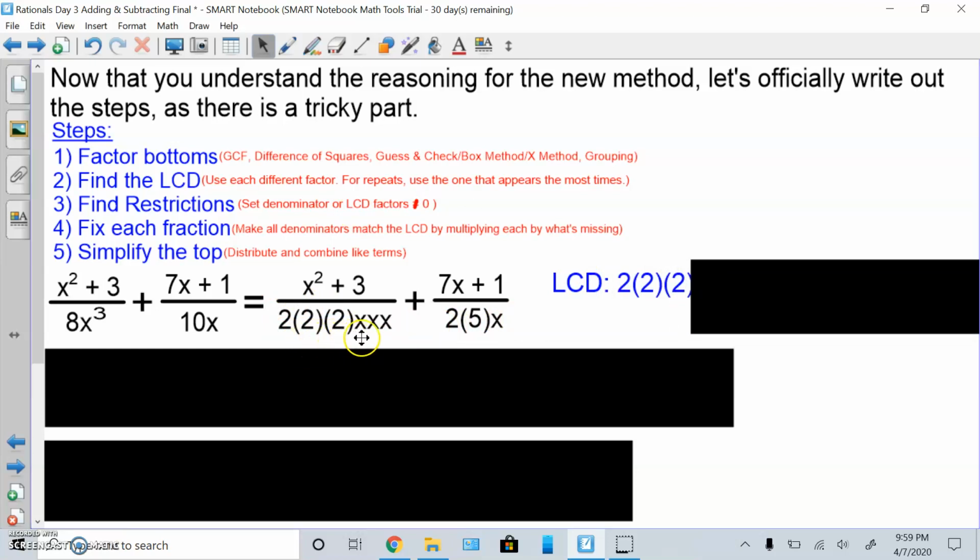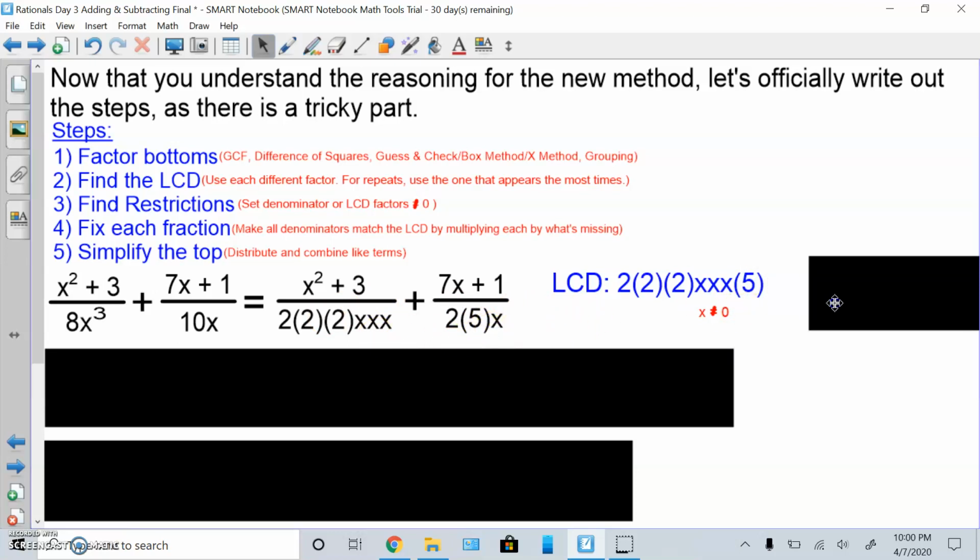All right, then I'm going to keep going. I see x. There's 3 x's here, 1 x there. The most times it appeared was 3, so I'm going to need 3 x's. Then I keep going. 2, I already took care of 2 in the first fraction. 5 is new. There's 1 5 here, 0 5's there, so I need 1 5. And then x, I already took care of. That's not new. So that's my LCD.